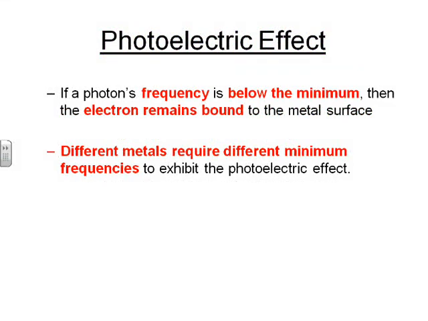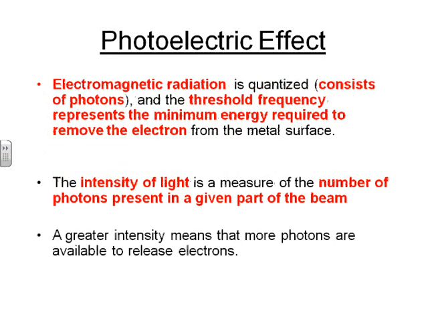So if a photon's frequency is below the minimum, then the electron remains bound to the metal surface. Different metals require different minimum frequencies to exhibit the photoelectric effect, or to have their electrons released.